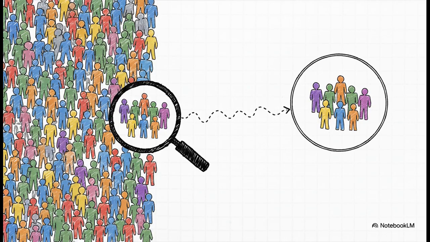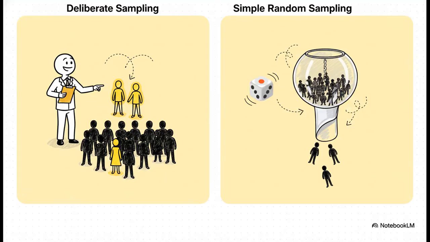But here's the thing. You can't interview every single person in a country, right? Or test every product that comes off an assembly line. That leads to one of the biggest challenges in all of research: sampling. How in the world do you pick a small group that can accurately represent the whole shebang? Well, there are two main ways to tackle this.